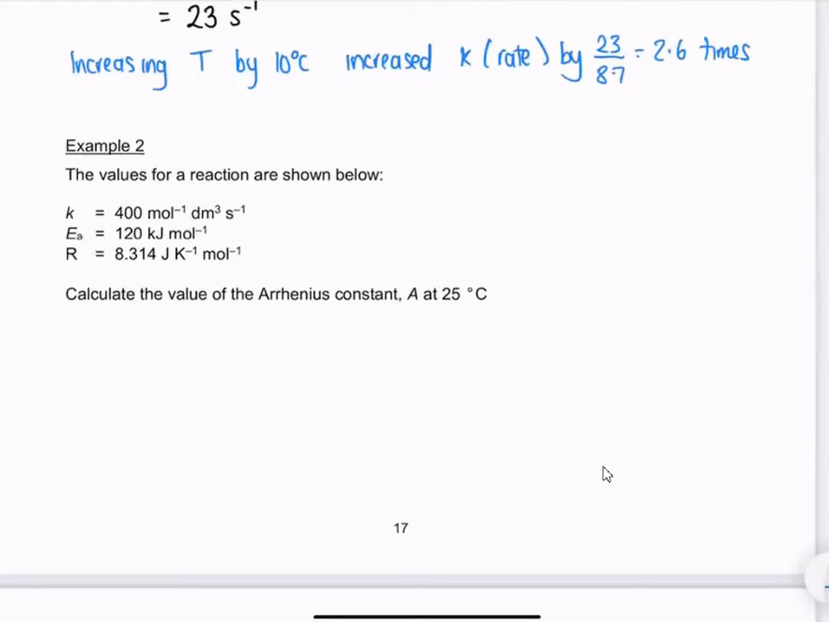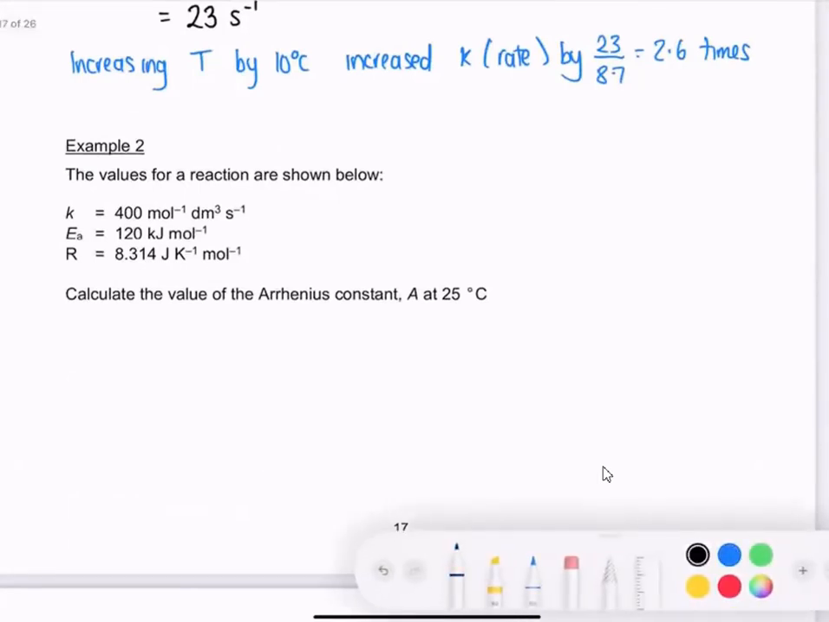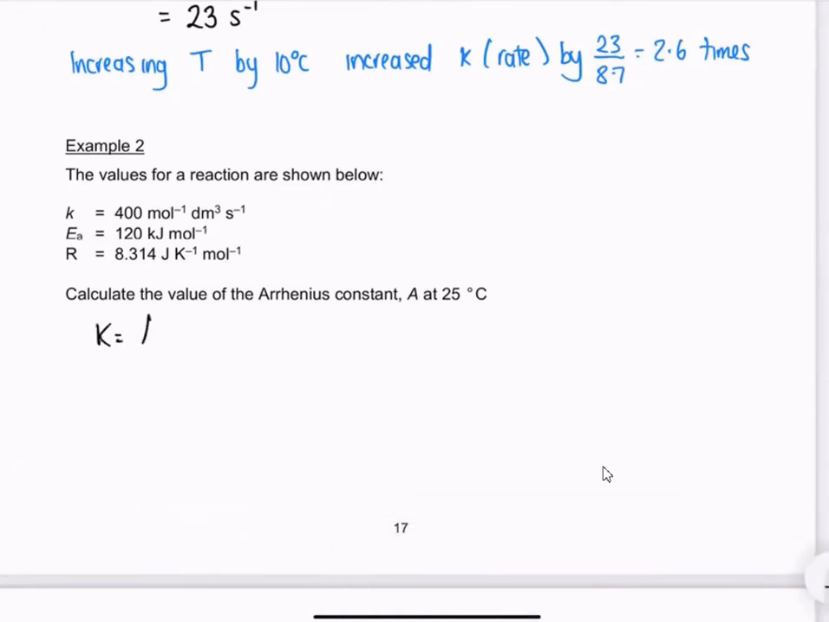This time we're trying to work out the value of the Arrhenius constant A. So let's just remind ourselves that the equation goes K equals A e to the minus EA over RT. By the way, they're always going to give you this equation in the exam. You will not be expected to memorise this equation. You just need to be able to use it confidently.